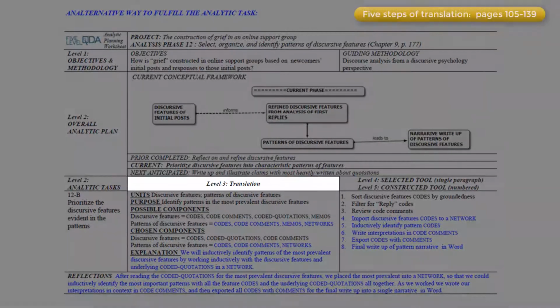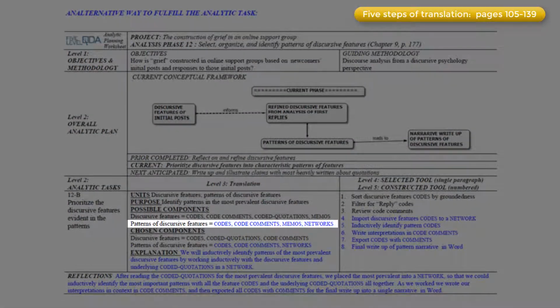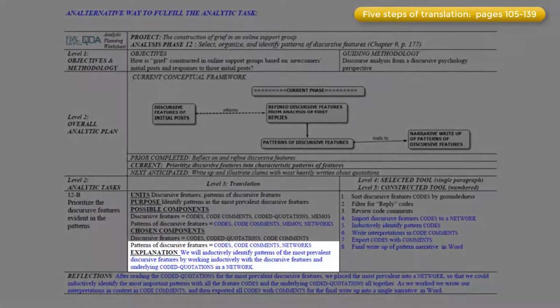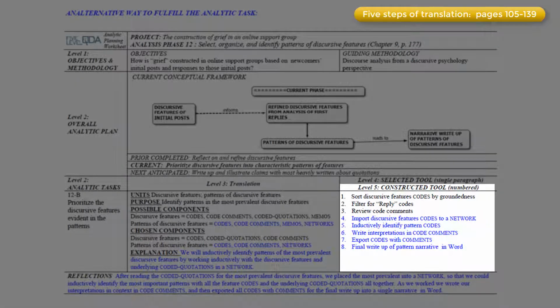In step 3 of translation, we had identified networks as a potential component to display all the discursive feature codes and to generate potential pattern codes, and this is what we will now do, as it says in the explanation. Rather than output the data from ATLAS.ti in order to reflect on it and organize the patterns in Word, we will inductively identify patterns of the most prevalent discursive features by working with them and the underlying coded quotations in a network. I'll demonstrate the additional steps of the constructed tool to accomplish this.